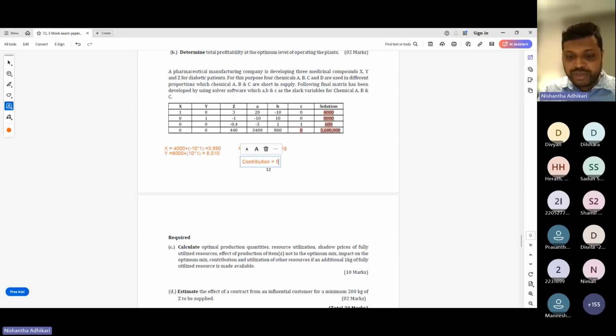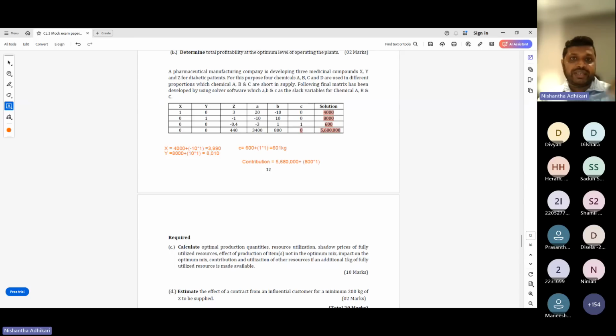equal 5,680,000 plus 800 into 1. If it is 10 units, it is 800 into 10. Then it will be 5,680,800. Right, that's how it will work. Assume you manufacture any product other than the optimal product mix, where Z is not in the optimal product mix. If you manufacture any product other than the optimal product mix, it has a negative impact.